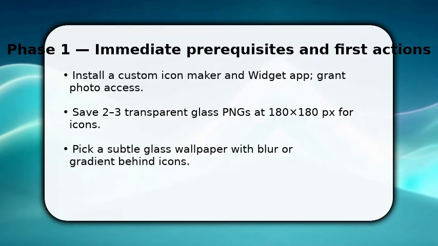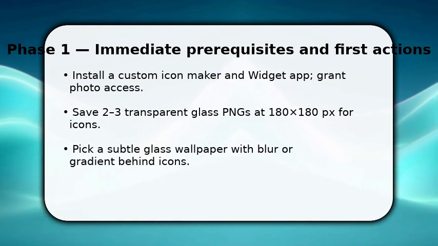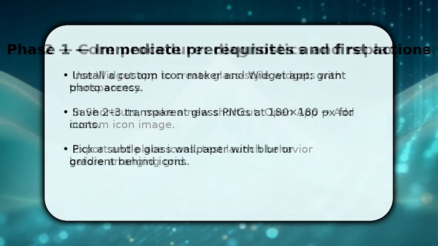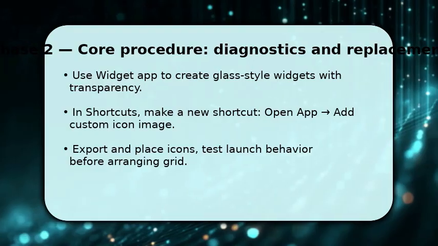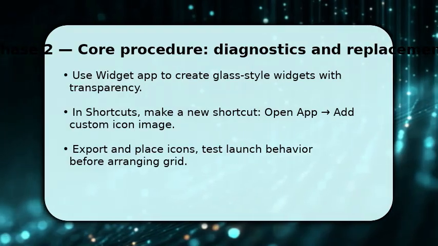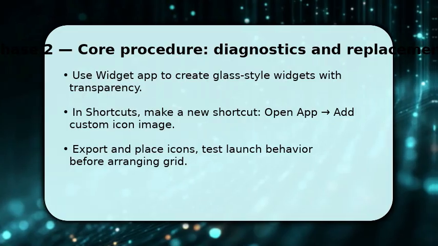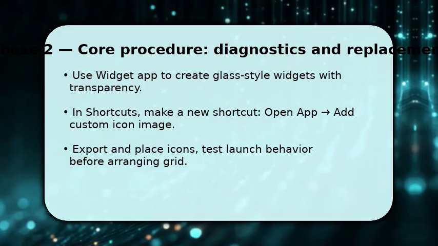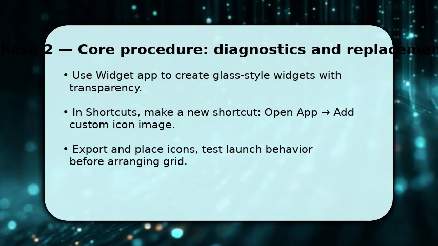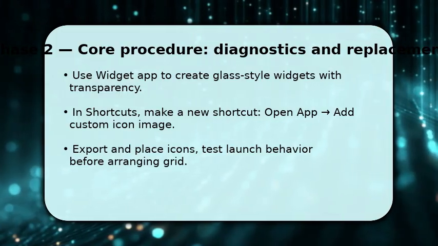Now open the icon maker, import a glass PNG, and export an app icon file. We will use it with shortcuts next. Now you assemble widgets and link icons so the glass theme looks coherent. In your widget app, create a set of glass-style widgets. Set transparency, padding, and text color for contrast so widgets read over the wallpaper.